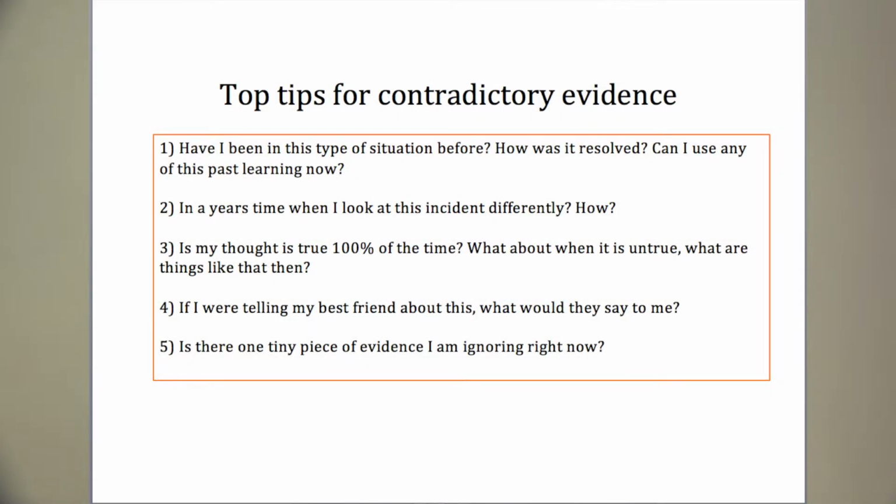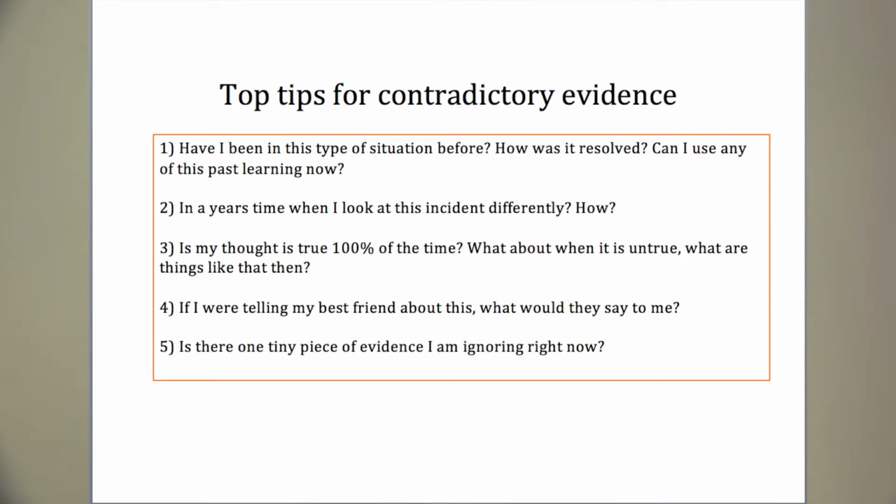So we've got there, ask yourself, have I been in this type of situation before? How was it resolved? Can I use any of this past learning now? In a year's time, will I look at this incident differently? How? Is my thought true 100% of the time? What about when it's untrue? What are things like then? If I were telling my best friend about this, what would they say to me? Is there one tiny piece of evidence I'm ignoring right now?